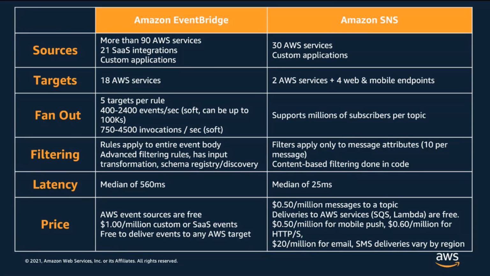SNS also has many, many more subscribers. It can support millions of subscribers per topic. In terms of filtering with Amazon EventBridge, the rules apply to the entire event body. With SNS, the filters apply only to specific message attributes. So it also depends on your specific use case and what you're looking for in the event. With EventBridge, it's easy to distribute to other accounts as well. SNS is also great for applications with very high throughput or low latency messages published by other applications. So SNS is really great for fan out. EventBridge uses an event bus that lets you talk to other AWS services.